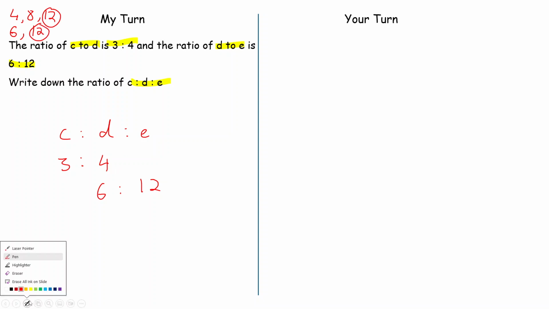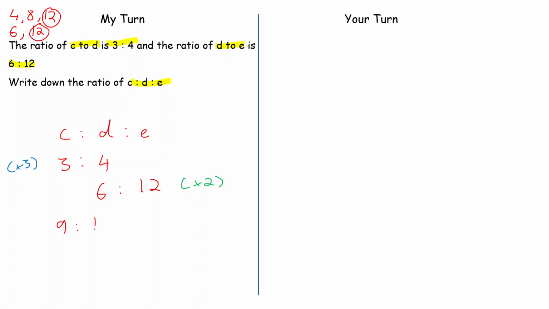So with the first ratio, I can times everything by 3. And with the ratio below, I can times everything by 2, because then the D part is going to become 12. If I times everything by 3 on that one, 3 times 3 gives me 9. 4 times 3 gives me 12, which is what I want. And for this one, 6 times 2 gives me 12 as well, which is perfect. Then 12 times 2 gives me 24. So there we go. Now this part is the same for both. That is my ratio, 9 to 12 to 24, and that is my answer for this one.